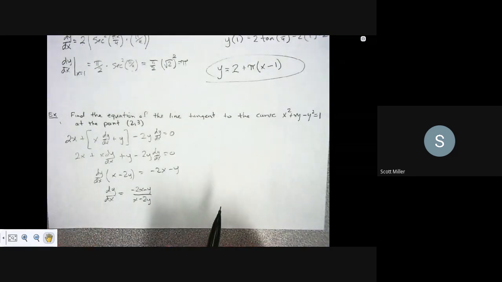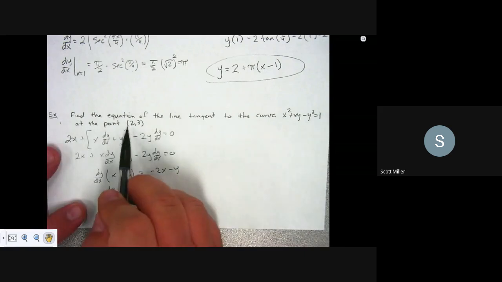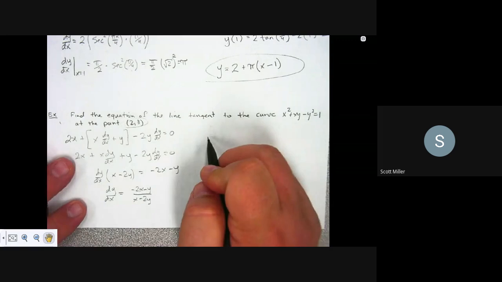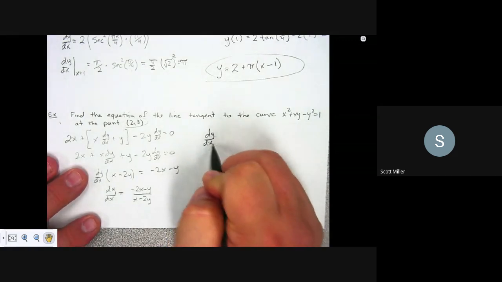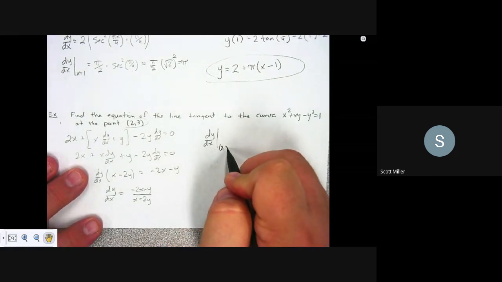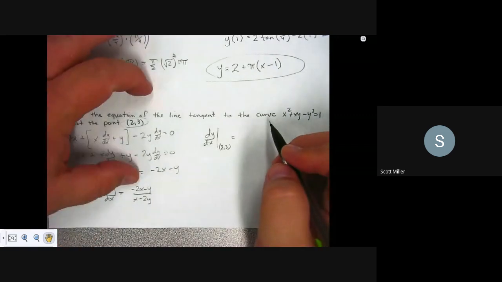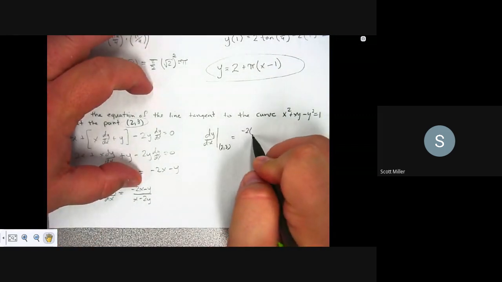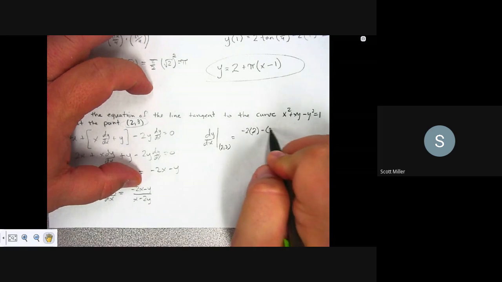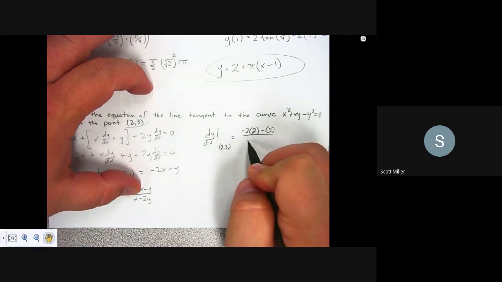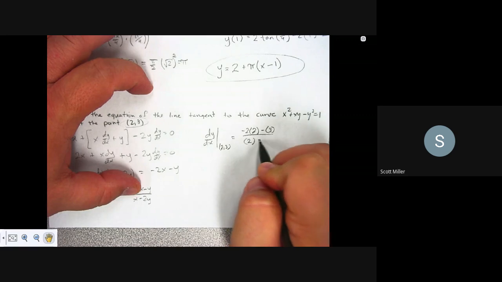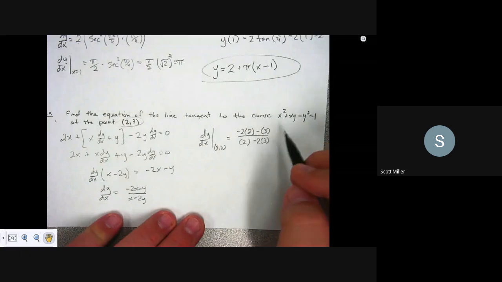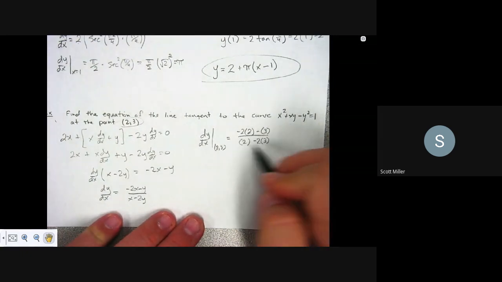So now I need to be able to take this. I have to find my slope, and then I also have to find my point. They gave me the point, 2, 3. So I need to find the slope evaluated at this point, 2, 3. So we plug in the 2 and the 3 into this equation. There's the negative 2, there's the 2, minus the 3. Down here is the 2, minus the 2 times the 3. Okay? And then if you work all this out on top, you're going to get a negative 7. You work this out on the bottom, you're going to get negative 4. So this is 7 over 4.